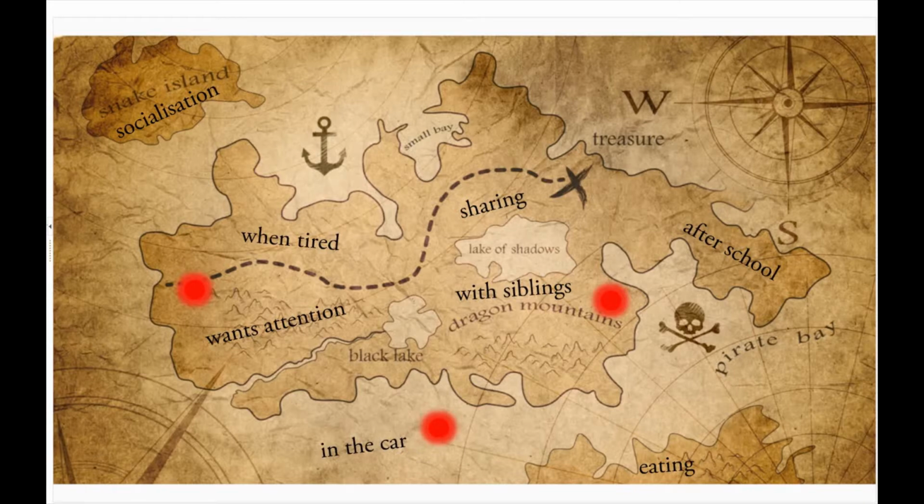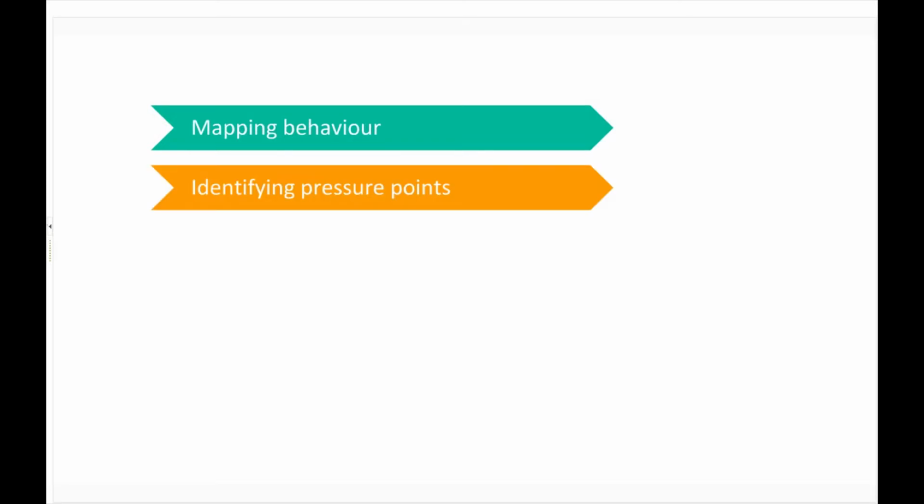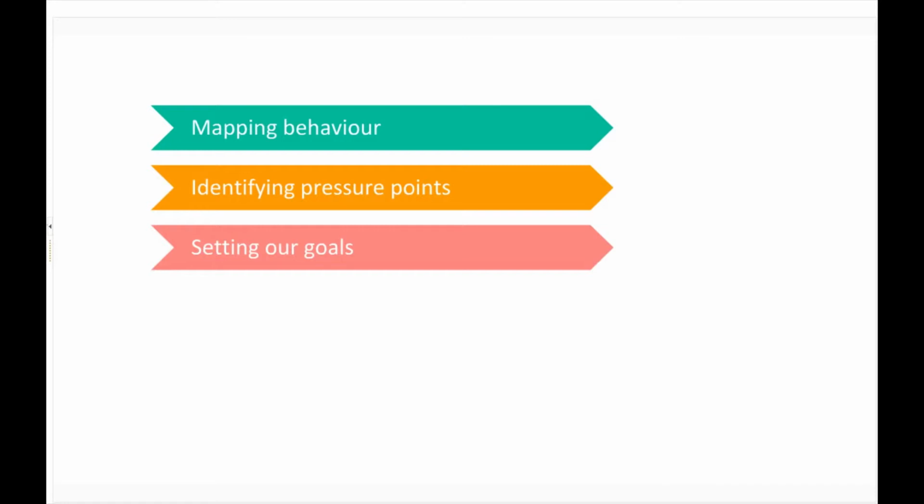So let's keep going. We're going to keep building on this idea of mapping behavior in this session, all right? I'm going to give you some ideas on how to do that with your child. We're going to talk about how you can identify those pressure points so that you're being really effective in targeting the sort of problem areas. We're going to talk about setting goals so that you've got some idea of where you're heading and how you're going to know when you're getting there.